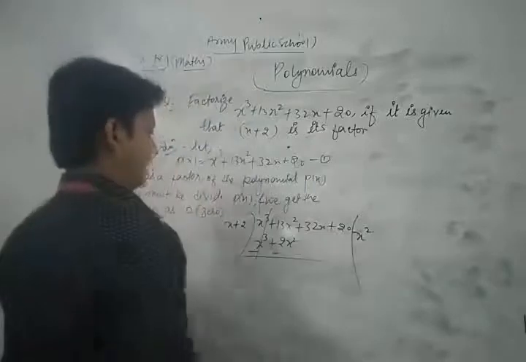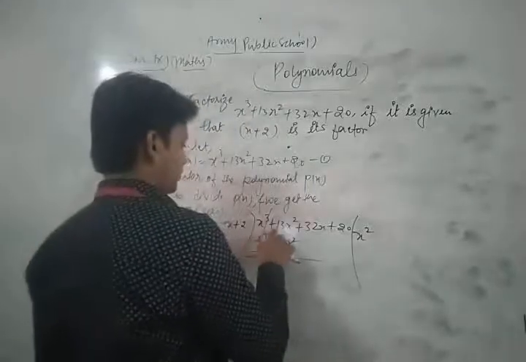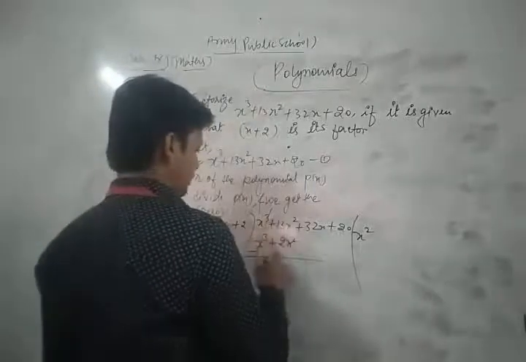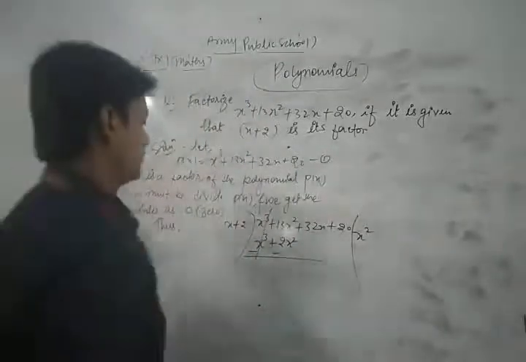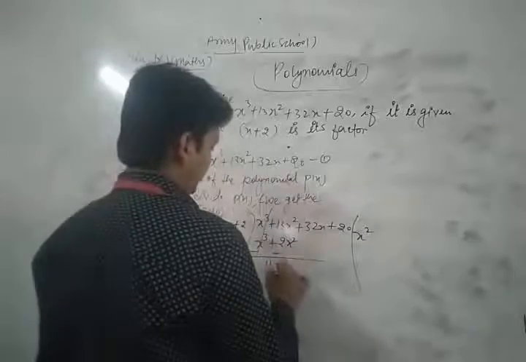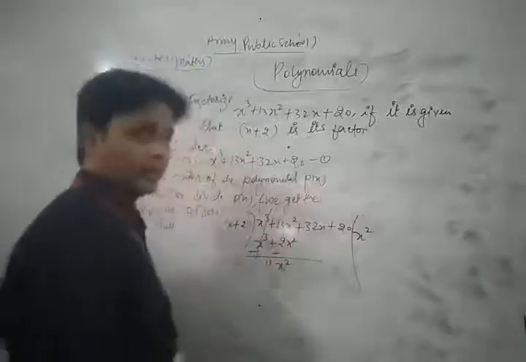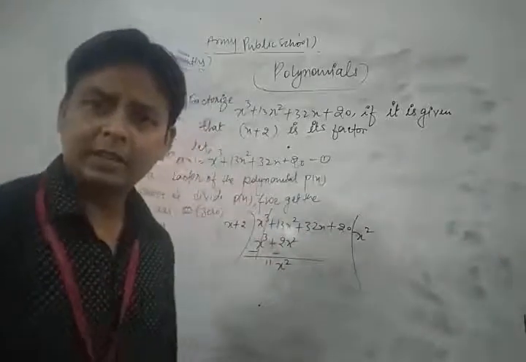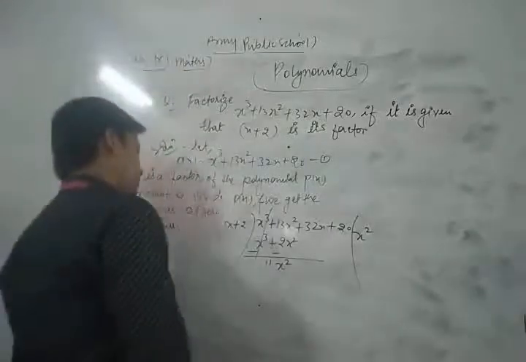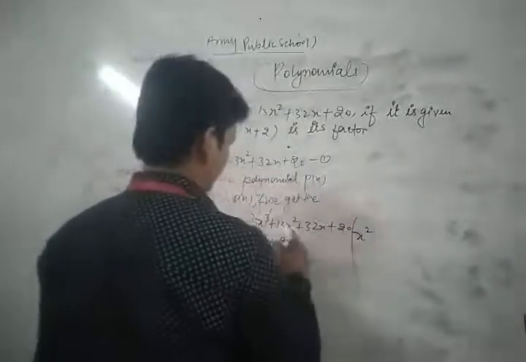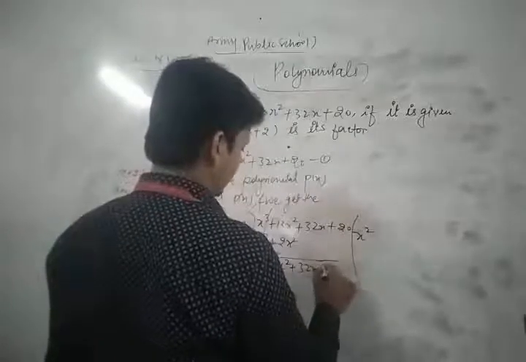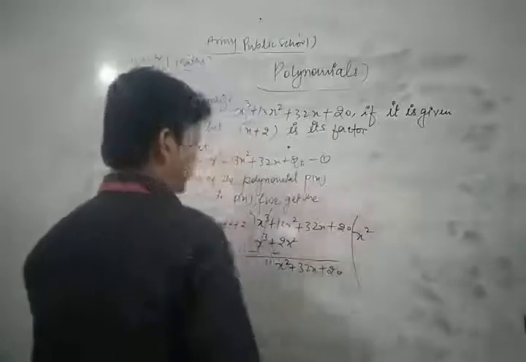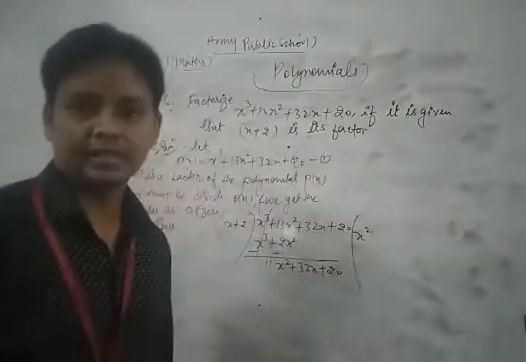Okay, and this is plus 13x square minus 2x square, so we get what? Plus 11x square. Okay, now plus 32x as it is and plus 20 as it is.